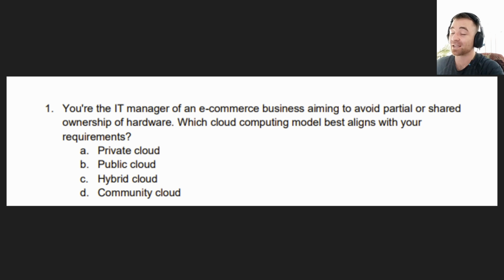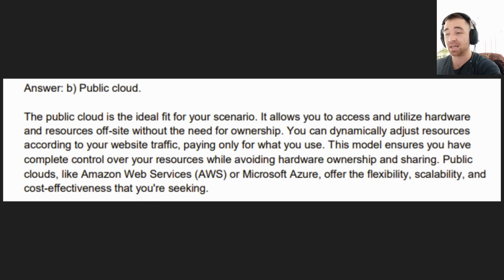You're not going to like this, I don't think, but the answer for this question is B, public cloud. I'll read through the explanation and then we'll talk about it, okay? The public cloud is the ideal fit for your scenario. It allows you to access and utilize hardware and resources off-site without the need for ownership. You can dynamically adjust resources according to your website traffic, paying only for what you use. This model ensures you have complete control over your resources while avoiding hardware ownership and sharing. Public clouds like Amazon Web Services or Microsoft Azure offer the flexibility, scalability, and cost-effectiveness that you are seeking.